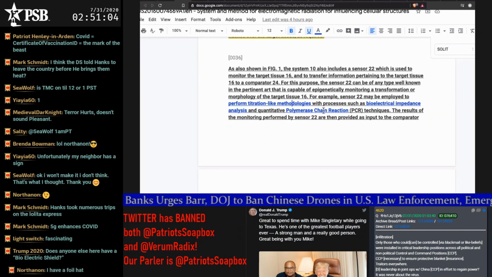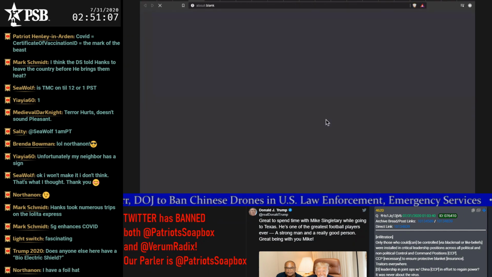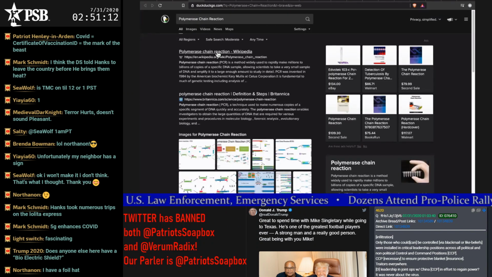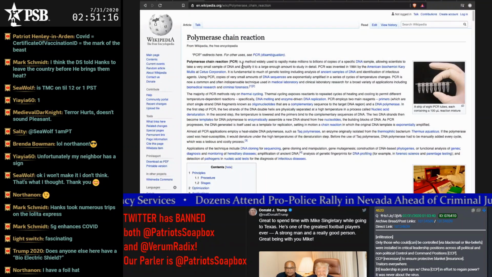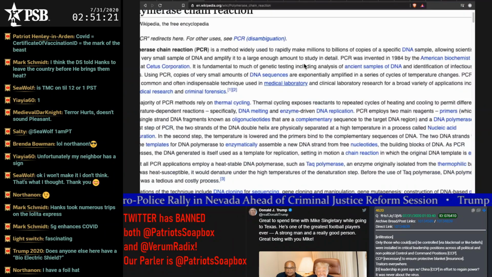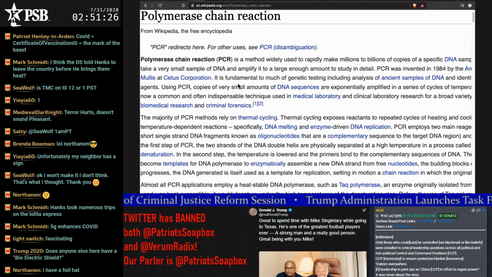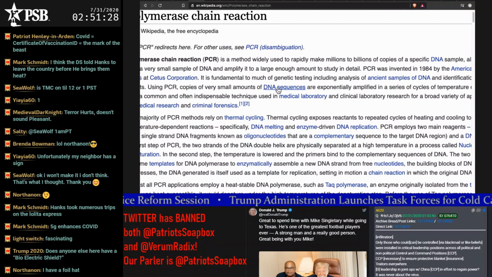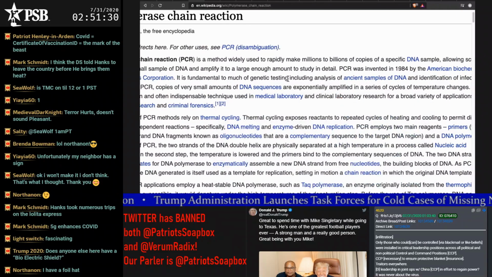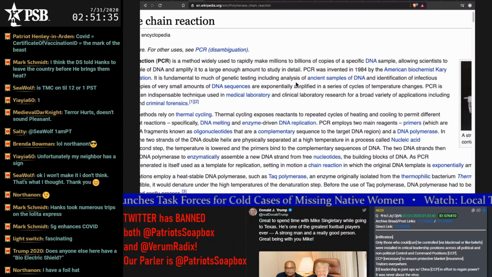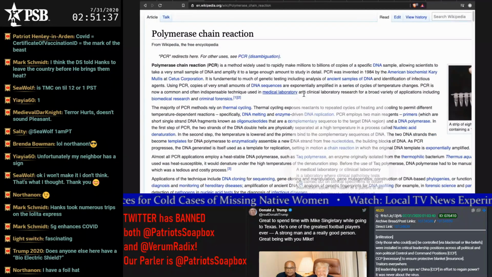Another one is polymerase chain reaction. And for those of you that don't know what this is, a polymerase chain reaction is kind of the same thing. This is a widely used method to rapidly make millions to billions of copies of specific DNA, allowing scientists to take a very small sample of DNA and amplify it to a large enough amount to study it in detail. Now, where do you think this is being used today?